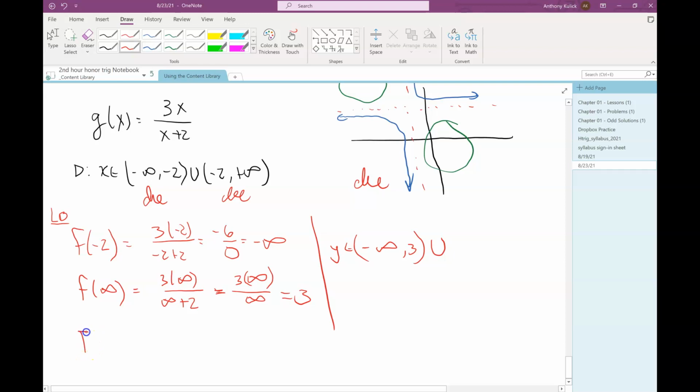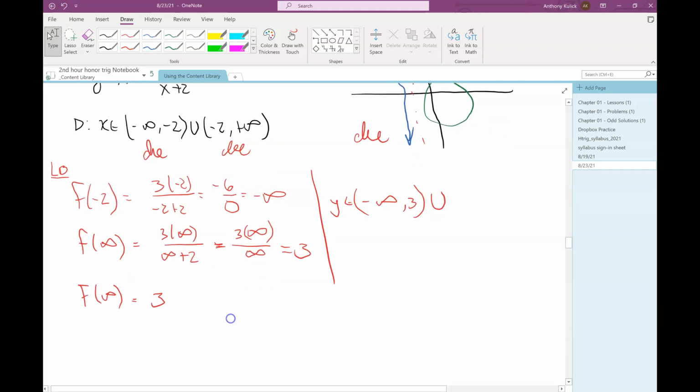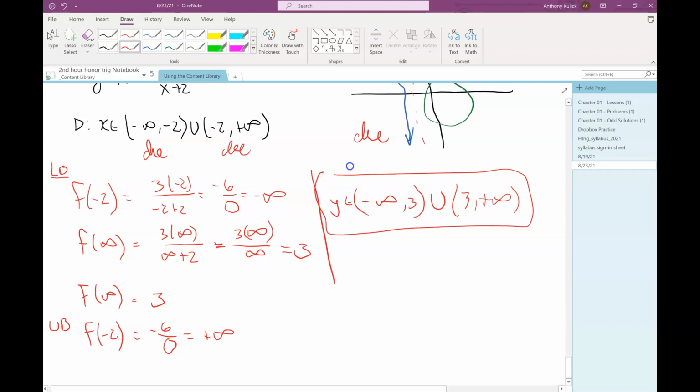Anyways, so since it's decreasing, we flip. And I'm not going to bother to write out the work that time for f of infinity since it's the same thing. And here, since f of negative 2 is an upper bound, I know I'm getting a positive infinity for that. So, here we go.